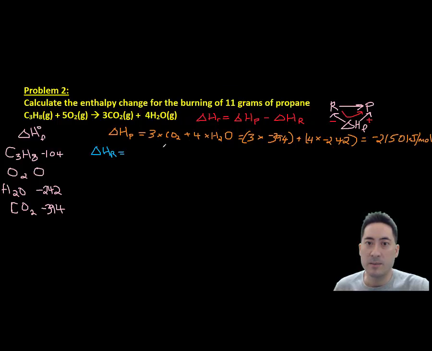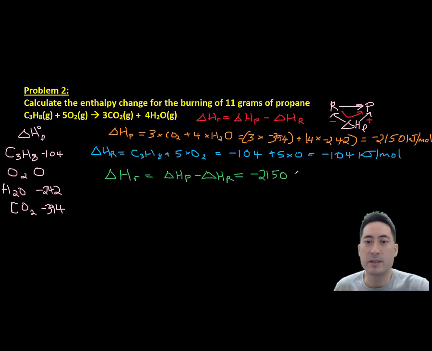2,150. Do the same thing for reactants, write out all the values so you know how many moles to multiply for each one, minus 104. So the final formula gives you 2046 kilojoules per mole.